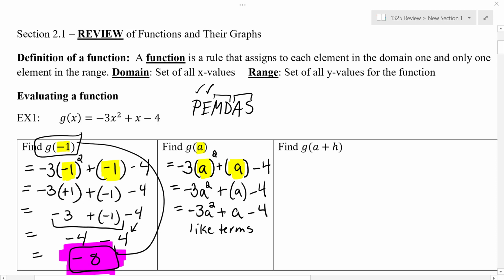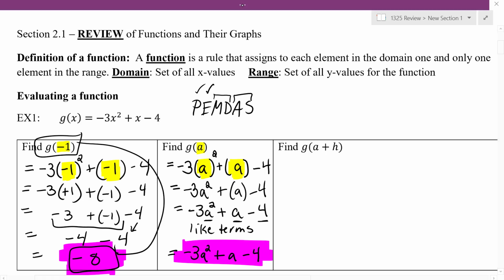In this case, in order to combine like terms, each term would have to have the same variable and the same exponent on that variable in order to be combined. Since this term has a squared and this term has just a, these are not like terms. Since the last term doesn't have an a in it at all, then it is also not a like term to any of the other terms within the function. So our final answer here is just going to be negative 3a squared plus a minus 4. That is as simplified as it can possibly be. So that is our final answer.